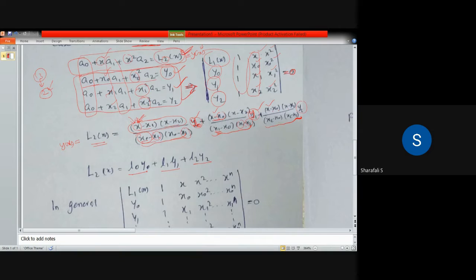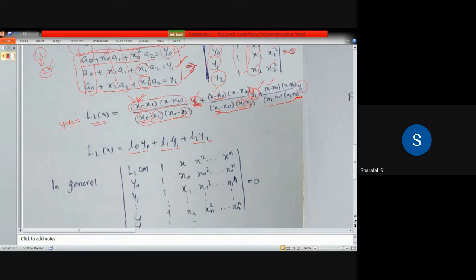Here we are subtracting x1 from x0, x2 from x0, but here we are subtracting x0 from x1, x2 from x1. So here we are calculating y1, so we have to subtract the other 2 points from x1 in the denominator. And in the numerator, we have to subtract x0 and x2, the other 2 points, from x. Then you have to multiply those terms, and this is how we can remember this equation.